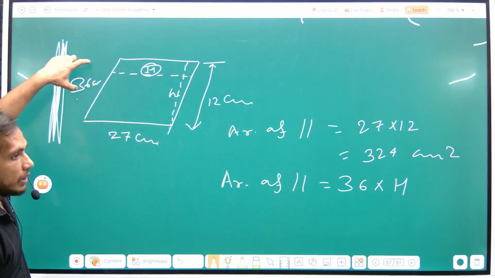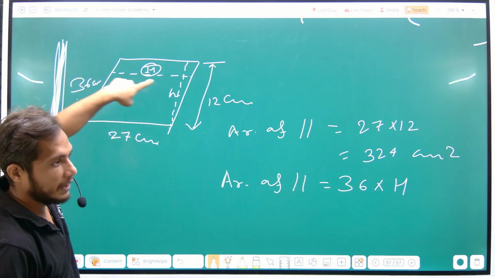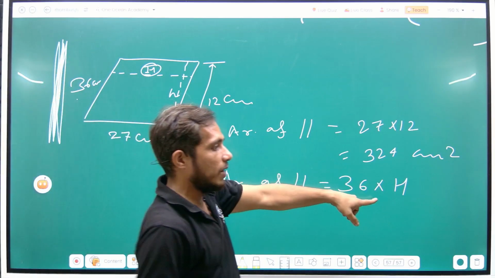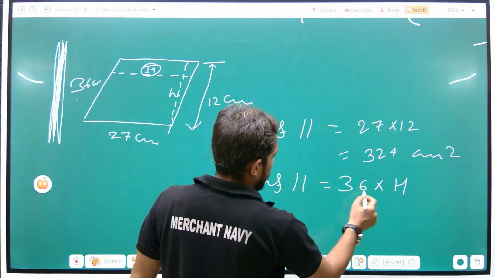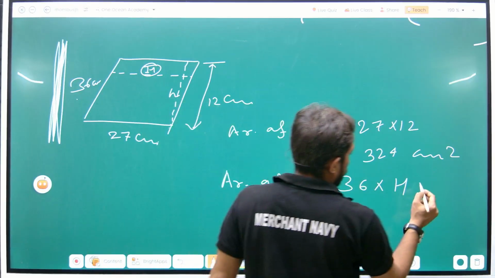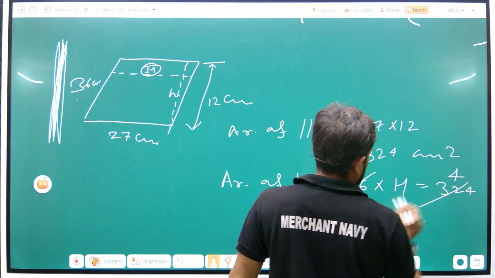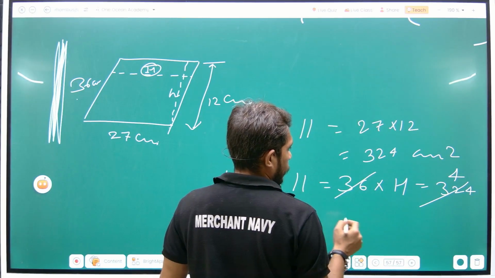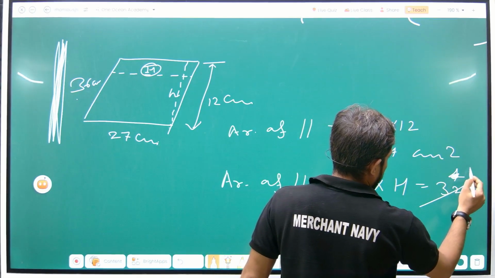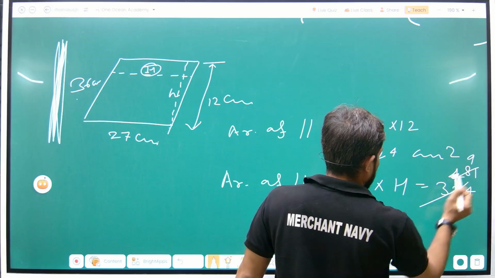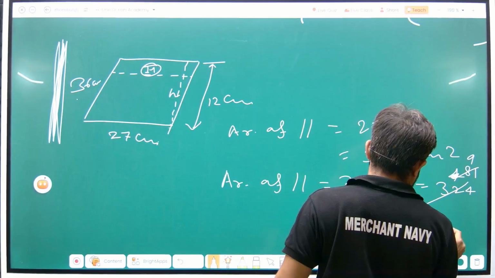For this greater side, the height is H. So the area of the parallelogram from this side must be equal to 36 into H. On putting the value, 36 into H equals area, so that becomes 324. So the height between the longer sides is equal to 9 centimeter.